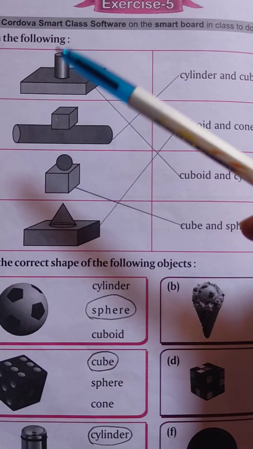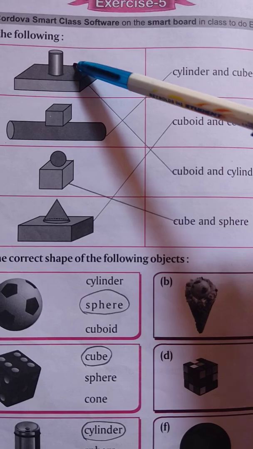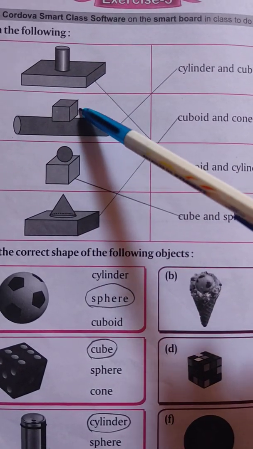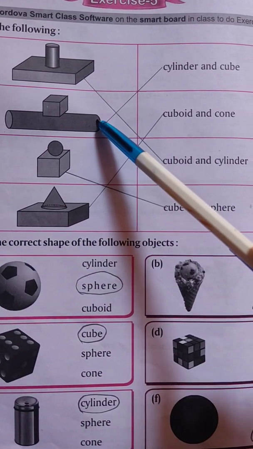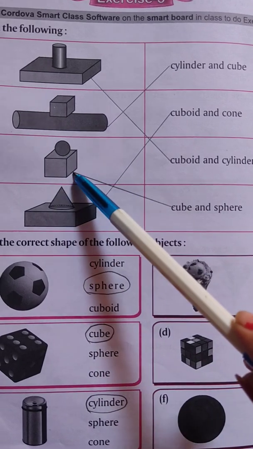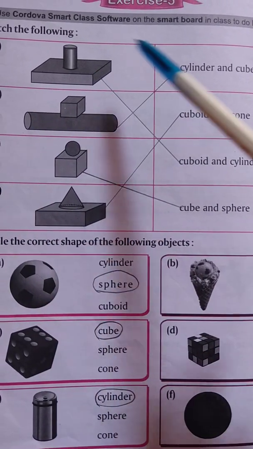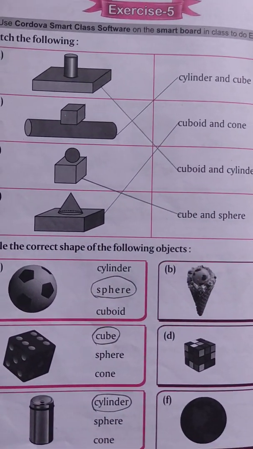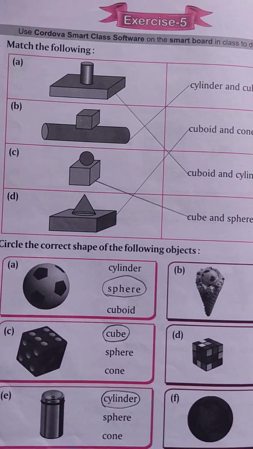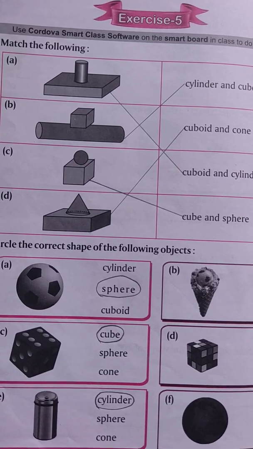This is a cuboid and cylinder. Cube and cylinder. Sphere and cube. Cuboid and cone. So in this way you have to solve, and you all have to learn solid shapes and plane shapes.